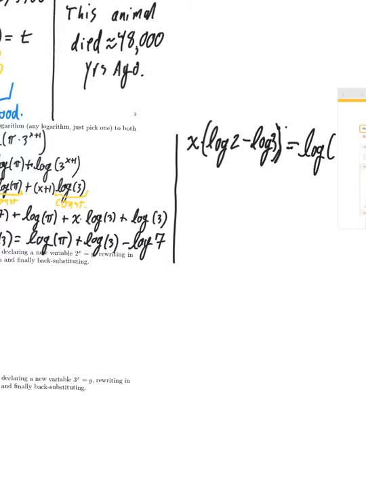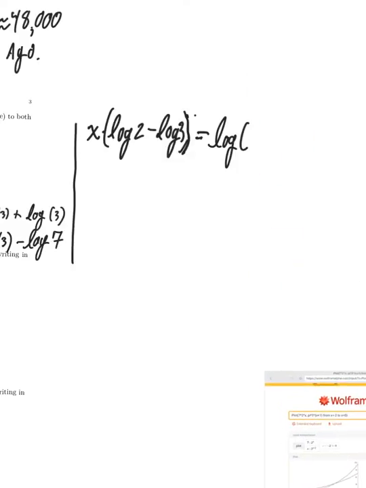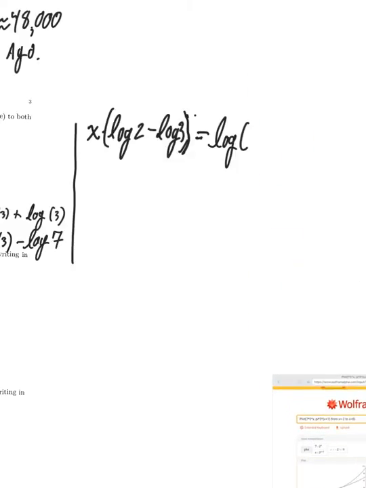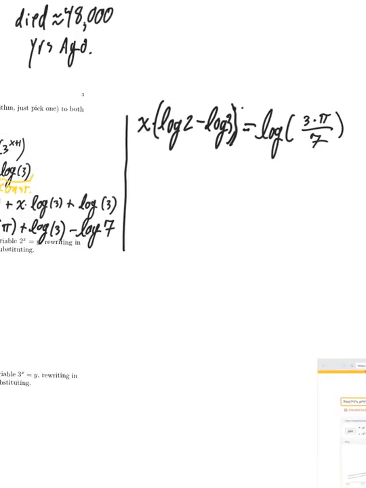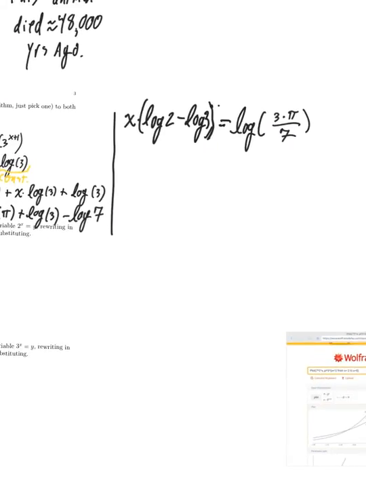Log of three times pi all over 7, three times pi divided by 7. So it looks like all the stuff next to the x needs to be divided over to the other side, so I'll end up with x equal to log of 3 times pi all over 7 divided by, well, look at what this quantity is.